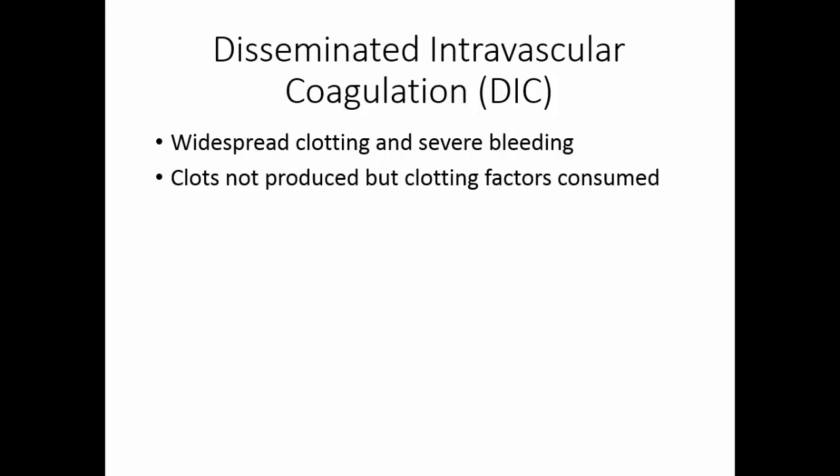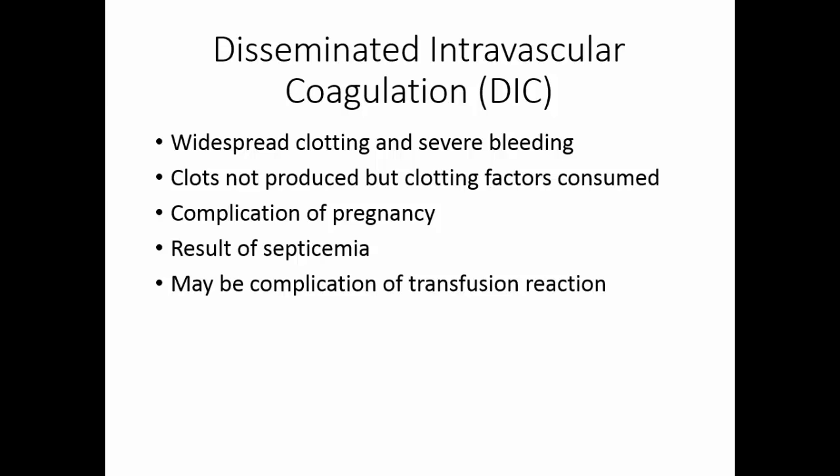Disseminated intravascular coagulation, or DIC, occurs when there is widespread clotting throughout the body that results in severe bleeding. There are not functional clots produced, but the clotting factors are consumed throughout the body, so that there is no way to stop bleeding. This can be a complication of pregnancy, a result of septicemia, or a complication of a transfusion reaction. Because once we start producing thrombin, we've got that positive feedback mechanism that continues to activate the clotting factors. We need to stop that positive feedback.